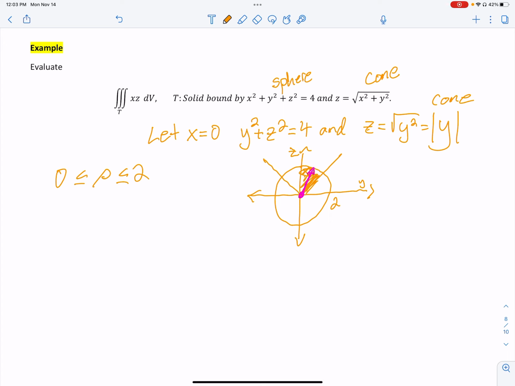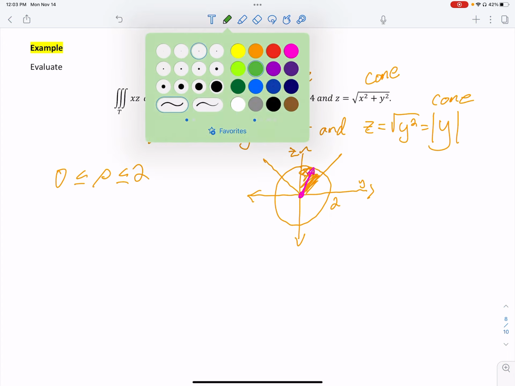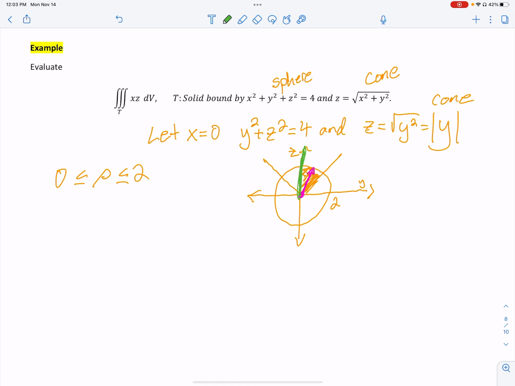Now the angle maybe is not so apparent. We're going from here out to there. Since this is literally y, right down the middle, z equals y, that angle is 45 degrees or pi over 4. So I know that phi is between 0 and pi over 4.